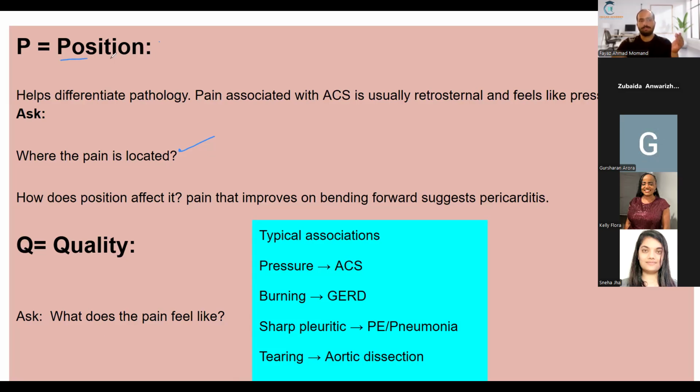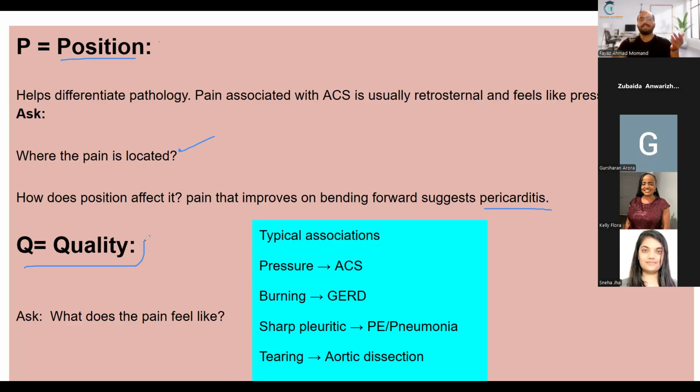Second question to ask in P, or position, is body position, or the patient's position. How does positioning affect it? Does the pain get better on bending forward? If it does, it is suggestive of acute pericarditis.